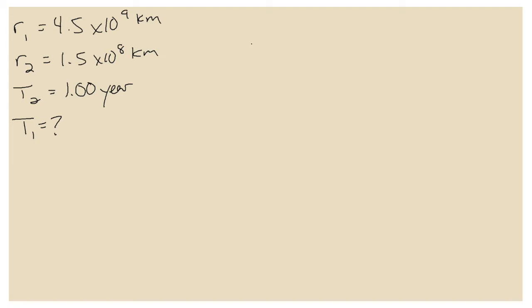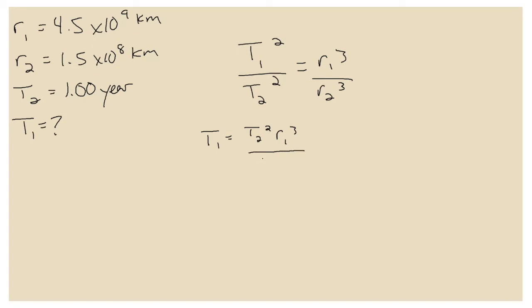Looking at this problem, notice here, this is a question where we just need to use the first version of Kepler's third law. And so that'd be T1 squared over T2 squared equals R1 cubed over R2 cubed. And so to solve this for T1 is pretty easy. We have T1 equals T2 squared, notice we're moving that up and over, times R1 cubed over R2 cubed. And of course, because the T1 was squared, all of that needs to be under the radical.